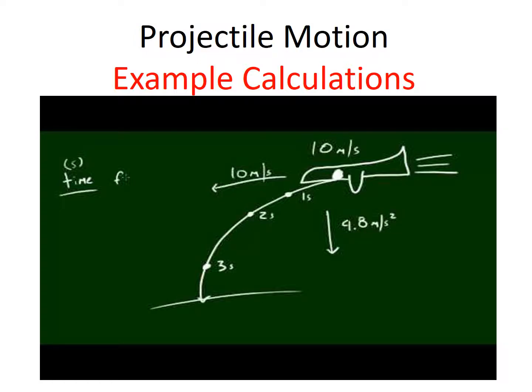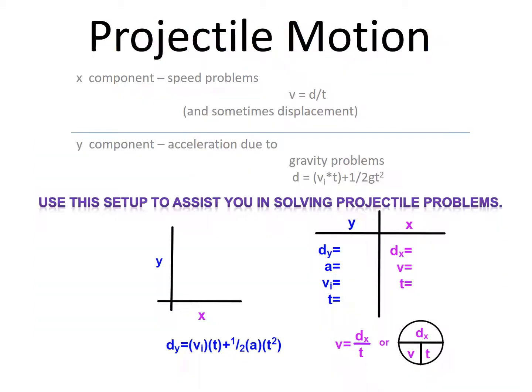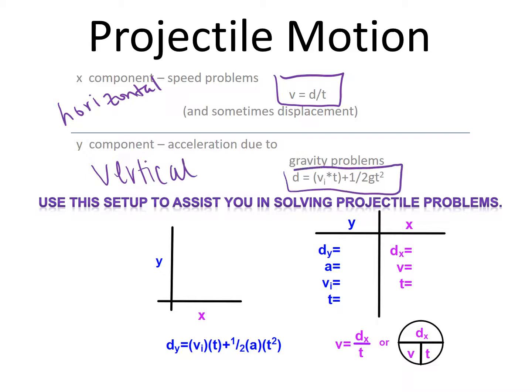Alright, in this video we're going to go over projectile motion example calculations. When we're dealing with projectile motion problems, we have to break it down into two components. The x component, which is the horizontal, and we use the formula v equals d over t, which we've gone over before. And we use the y component, or the vertical, up and down. We use the free fall formula, which we have used before as well.